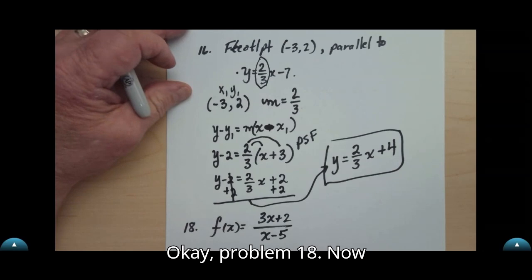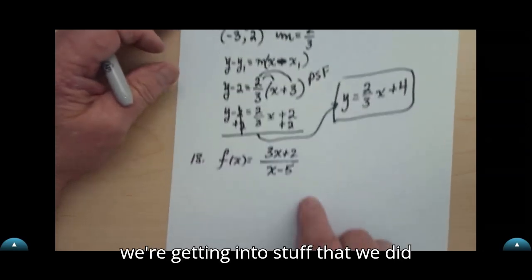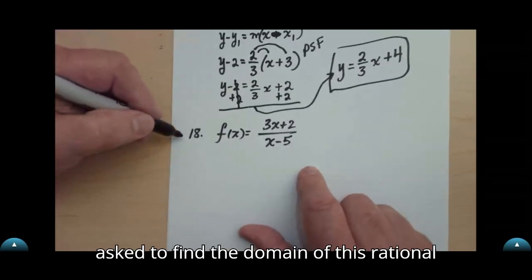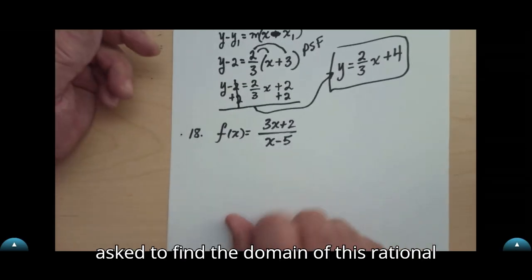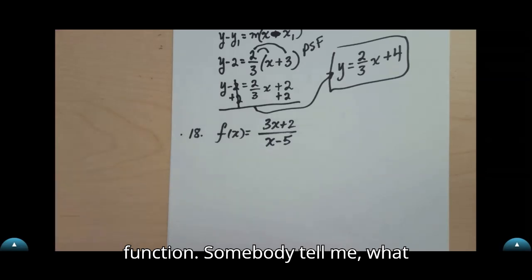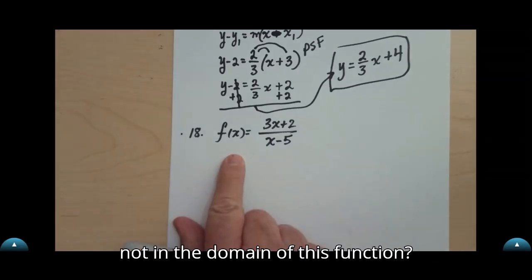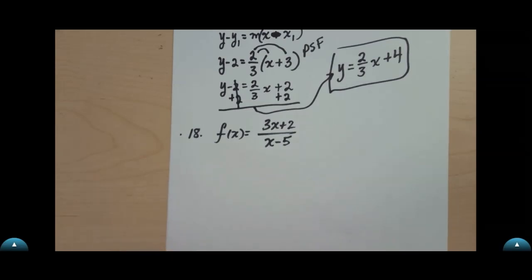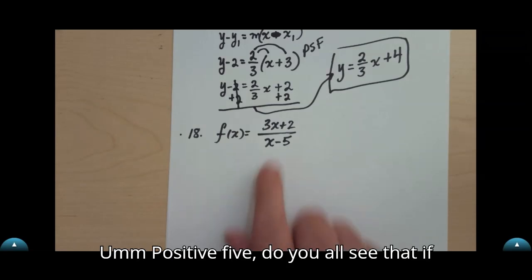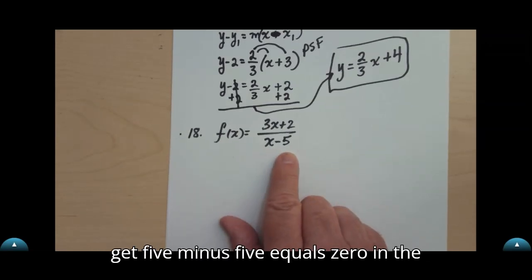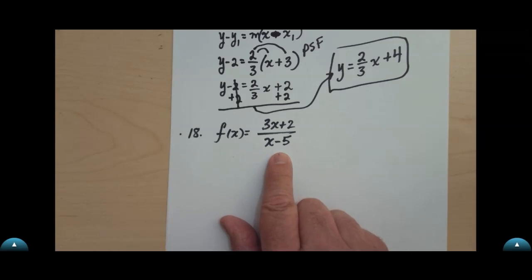Okay. Problem 18. Now we're getting into stuff that we did tonight. In problem 18, we were asked to find the domain of this rational function. Somebody tell me, what is the one number in the universe that is not in the domain of this function? Positive 5. Do y'all see that if I replace x with 5 here, I'm going to get 5 minus 5 equals 0 in the denominator, then x can't be 5.